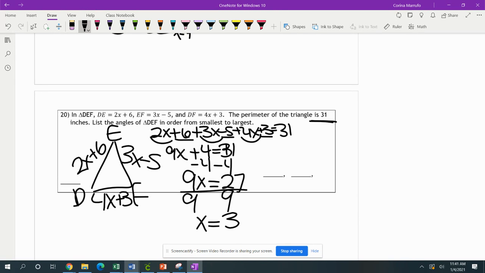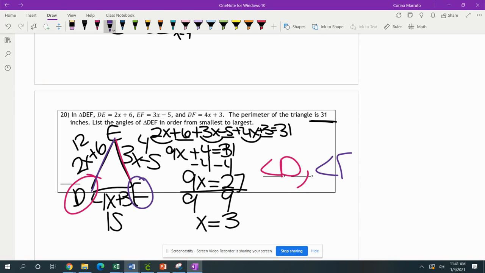Okay, so now that we know that x is equal to 3, we plug it in here. So 2 times 3 is 6, plus 6 is 12. 3 times 3 is 9, minus 5 is 4. And then 4 times 3 is 12, plus 3 is 15. So since we're going from smallest to largest, the smallest one is going to be the 4. So across the 4 is angle D. And then the next one is going to be the 12. Across the D is angle F. And then across the E is going to be 15, which is the biggest side.